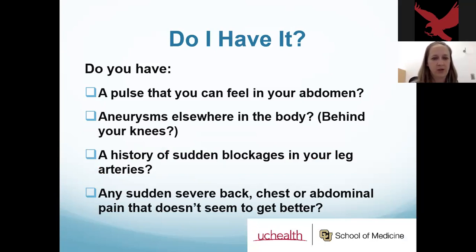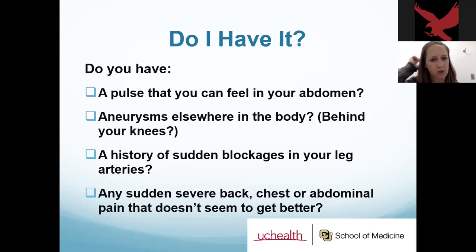Questions to ask yourself. If you feel a pretty strong pulse in your belly, if you're lying flat in bed on your back and you feel your belly and you feel a little kick with each heartbeat, it could just be that you have a really strong pulse. I can feel my pulse in my belly if I lie flat on my back, but in some patients, it may be concerning for an aneurysm, particularly if you feel a fullness there.